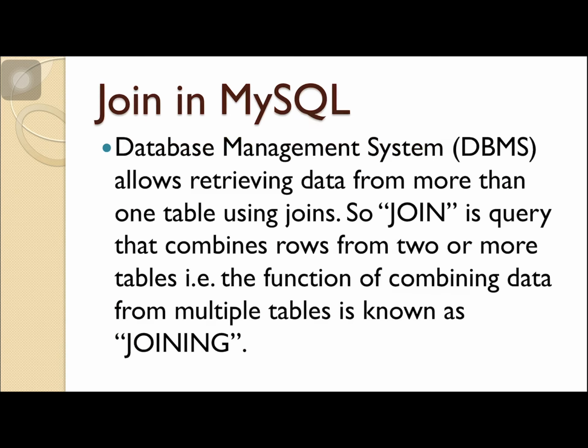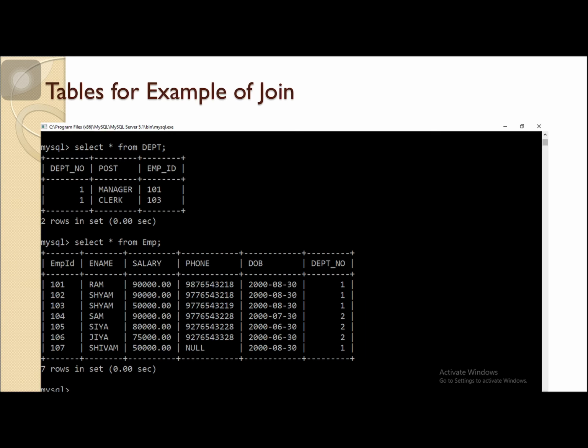Okay, these were the different functions, scalar functions and aggregate functions. Now it's time for the join in MySQL. What is a join? A database management system, that is DBMS, allows retrieving data from more than one table, and this work is completed with the help of a join. So we can say a join is a query that combines the rows from two or more tables. That is, the function of combining data from multiple tables is known as joining.